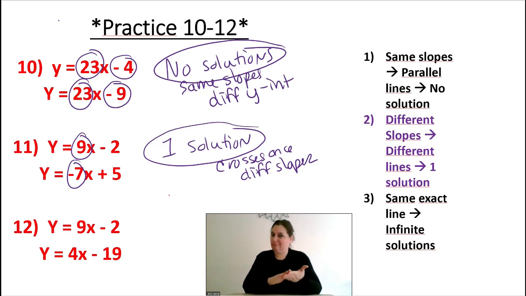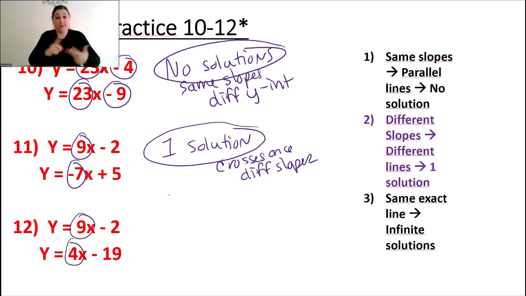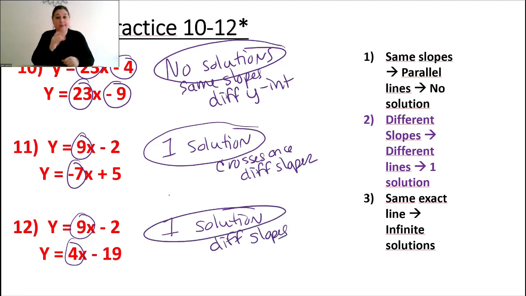Okay. Number 12. Same slopes or different? Different. So automatically one solution. Different slopes. All right. That's the end of our lesson.